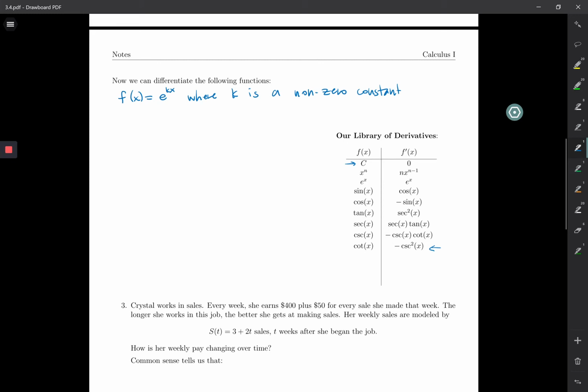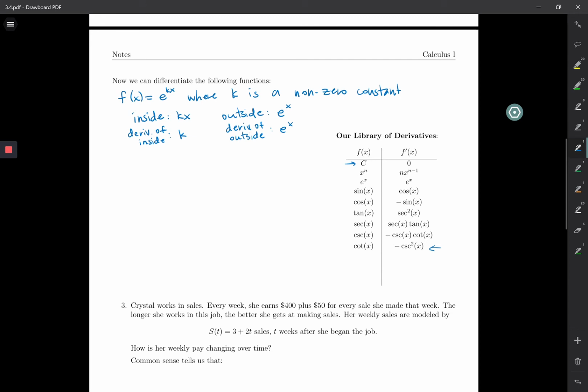So we're dealing with e to the kx, where k is non-zero. And so what we can do is use the chain rule, where our inside function is k times x, and our outside function is e to the x. And then we know that the derivative of the inside function, this is just a constant times x, so it will be just that constant when we take the derivative. And then the derivative of the outside function, this is one of our basic functions, it's just e to the x. Okay?